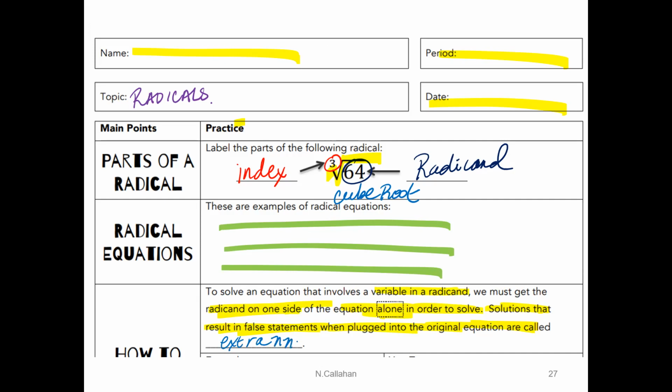Extraneous solutions. This is where you have two answers, the first answer and the second answer. You have to plug both of those numbers back into the equation because one of them will not equal it. So you just have to check.